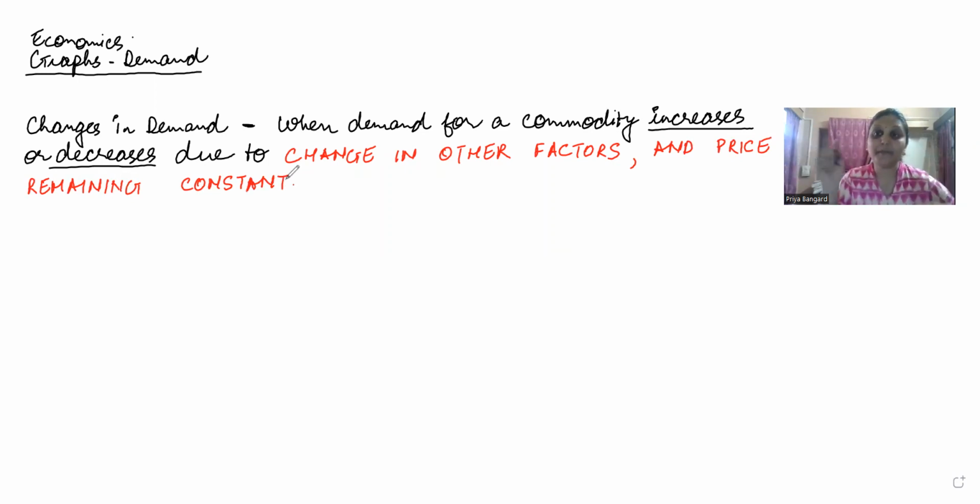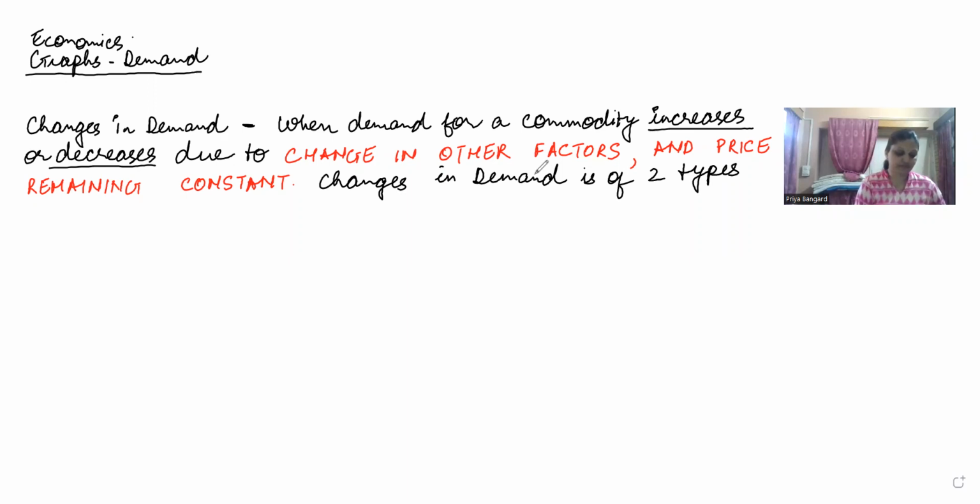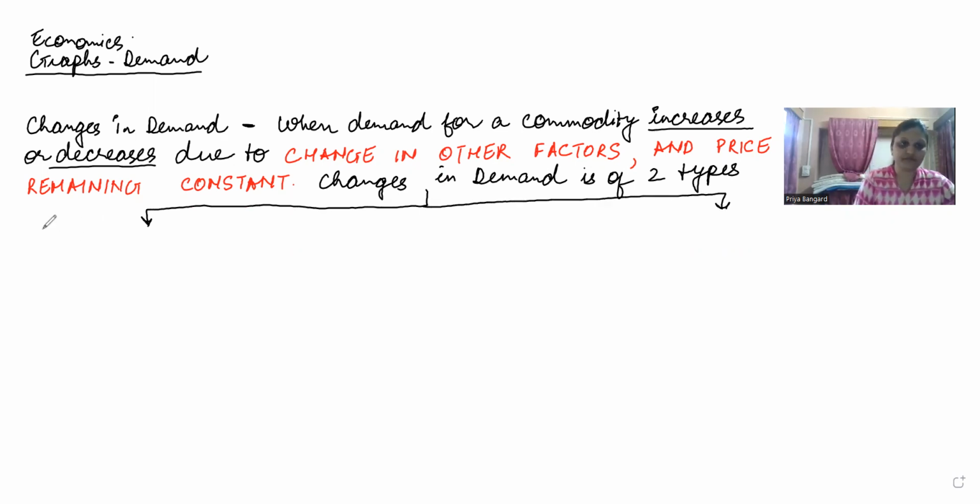So in variation in demand, price changes and other factors remain constant, whereas in changes in demand, other factors change but price remains constant. This is a very important distinction for your objective questions also. So changes in demand is of two types. First is increase in demand. When you hear the word increase, understand it is for reasons other than price. Price is not the reason. So increase in demand, and the other one is decrease in demand.